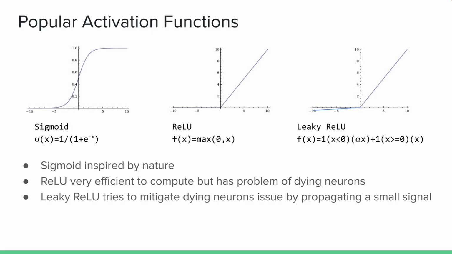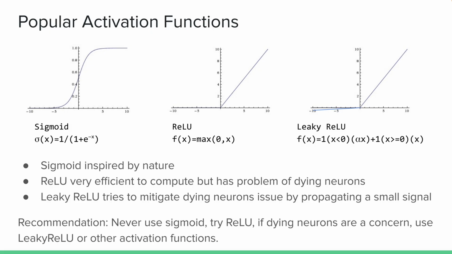From a practical point of view, I recommend never use sigmoid. Usually try rectified linear unit as a default, and if dying neurons are concerned, use leaky ReLU or some other activation function. What are these other activation functions?